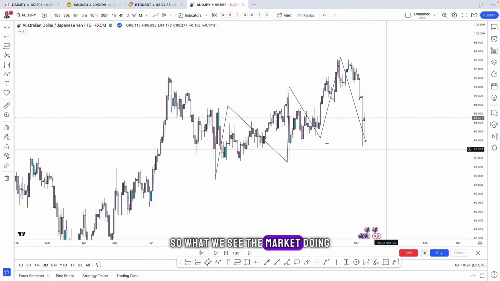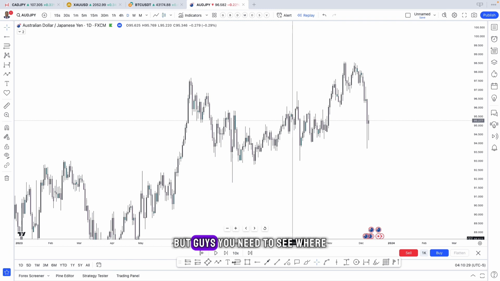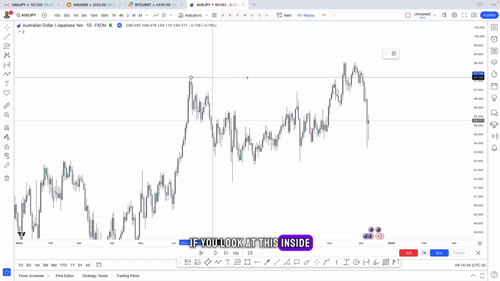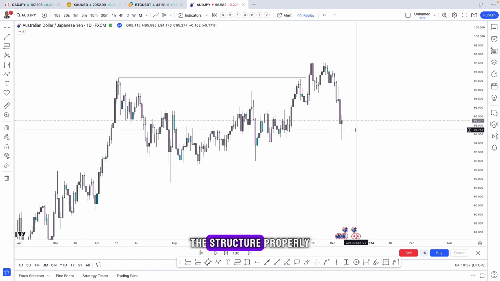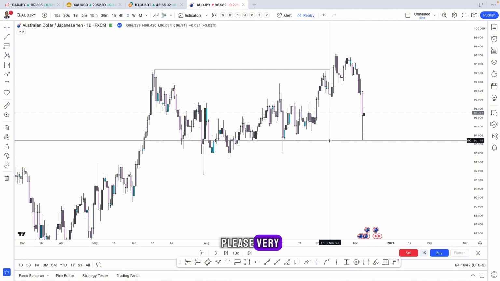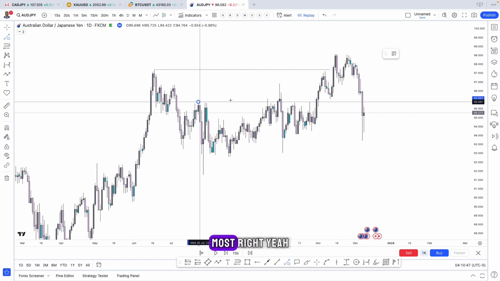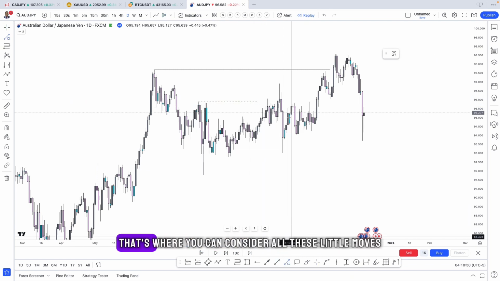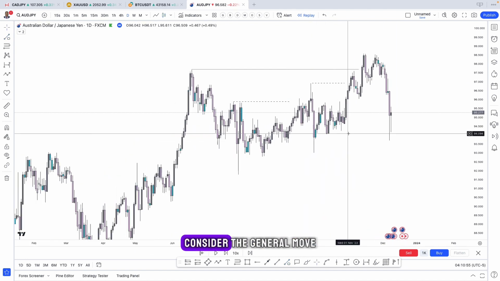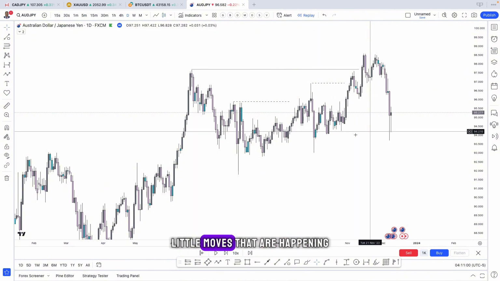So what do we see the market doing? The market keeps printing higher highs and higher lows, but guys, you need to see where the market broke the structure properly. If you look at this side, you see that that was where the market broke the structure properly. Look at that place very, very much. When you're on a lower time frame, that's where you can consider all these little moves, right? But when you are on a higher time frame, consider the general move which takes it from there. So all these ones are just little moves that are happening.